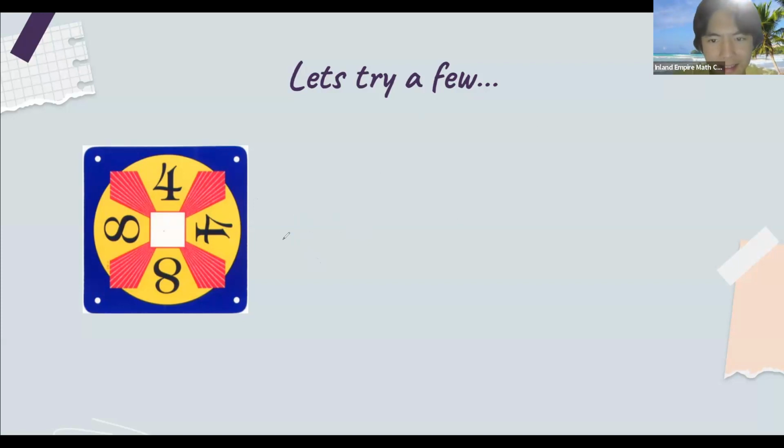Yes, you can use parentheses. So you can do something like 4 plus 8 times 4 plus 8. So you can use parentheses. But in this particular one, I don't think you need to. Yeah, this is a pretty simple one.